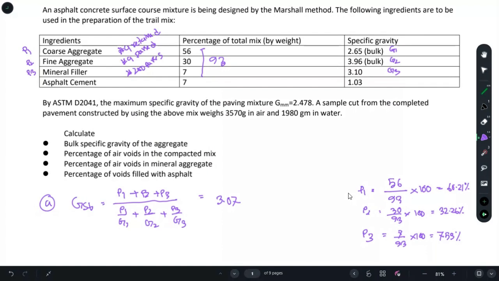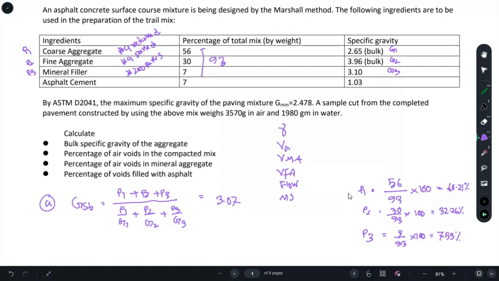So this is the thing. One more thing, to find out the optimum bitumen content, you need a few parameters, like unit weight, and then void of air of compacted mix, and voids in mineral aggregate, voids filled with asphalt, and then you need flow value, you need Marshall stability value. So these are the six parameters you need to find out the optimum bitumen content.